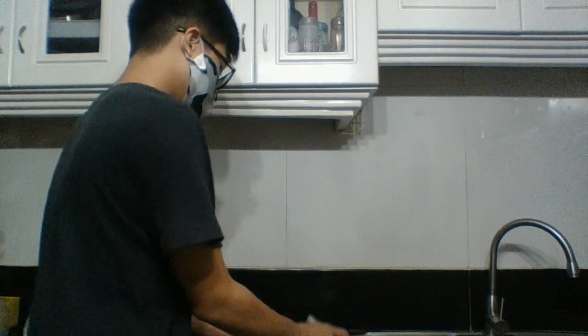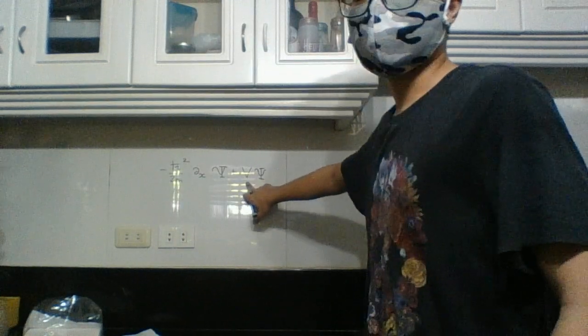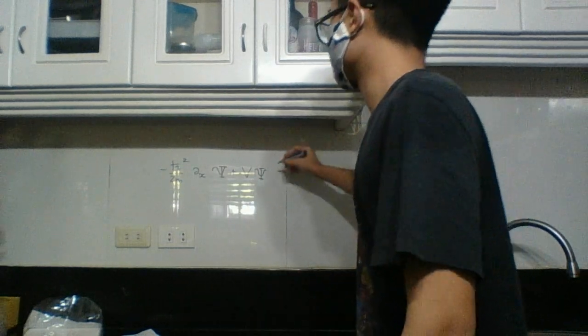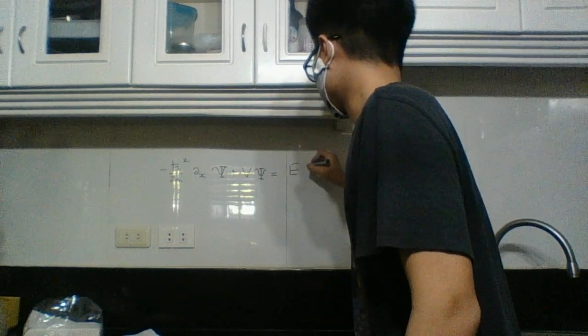Okay. So, you guys recall that the wave equation, or Schrodinger's equation, is minus h bar squared over 2m times the spatial derivative with respect to x of the wave function, plus V times the wave function. This is the time independent one. V is the force function, and it's equal to the energy of the wave function.